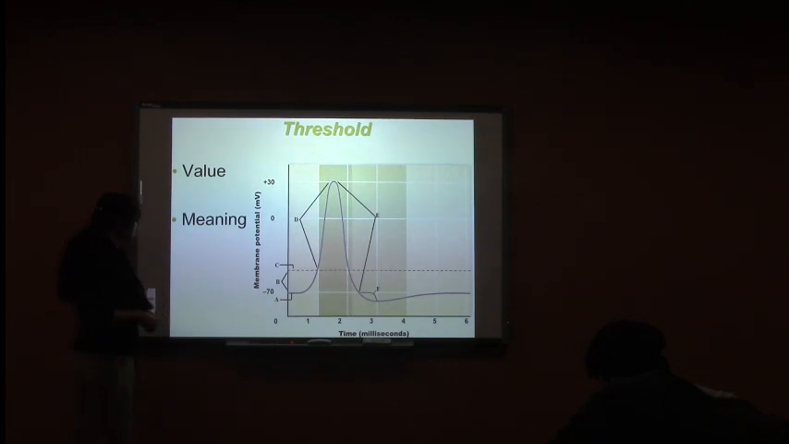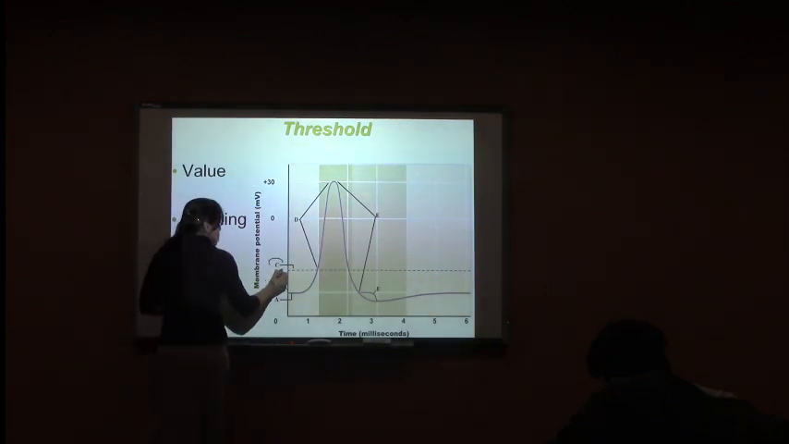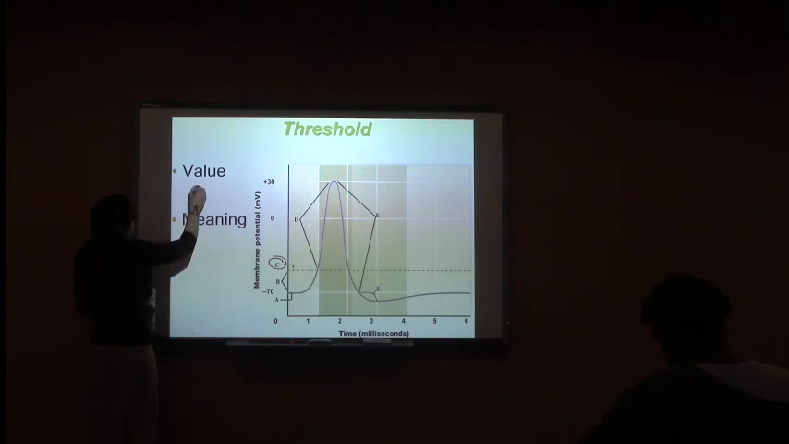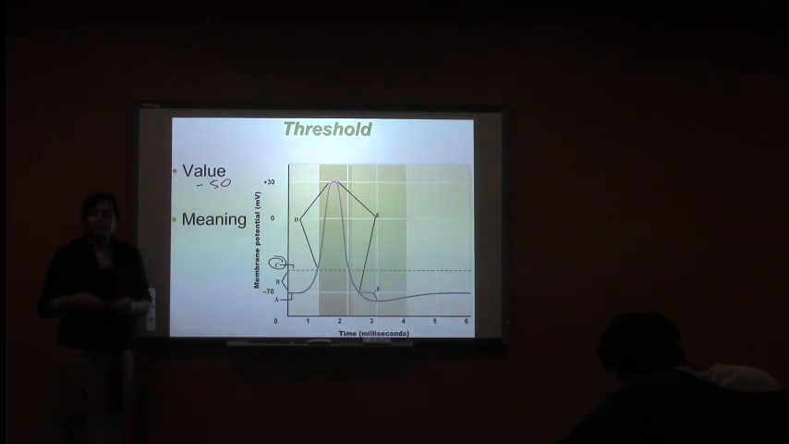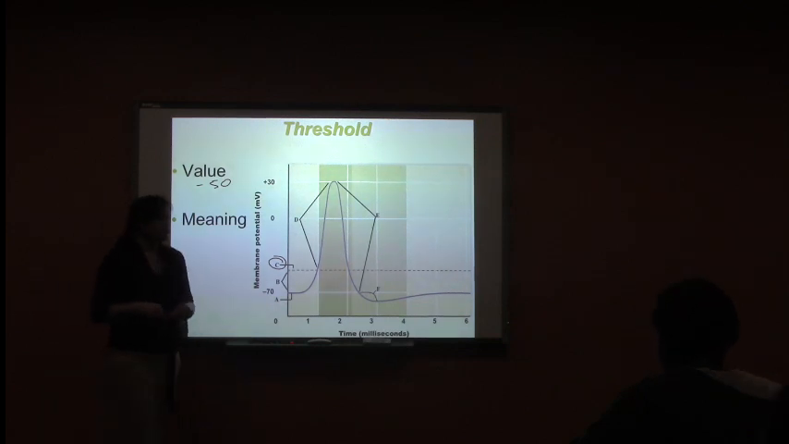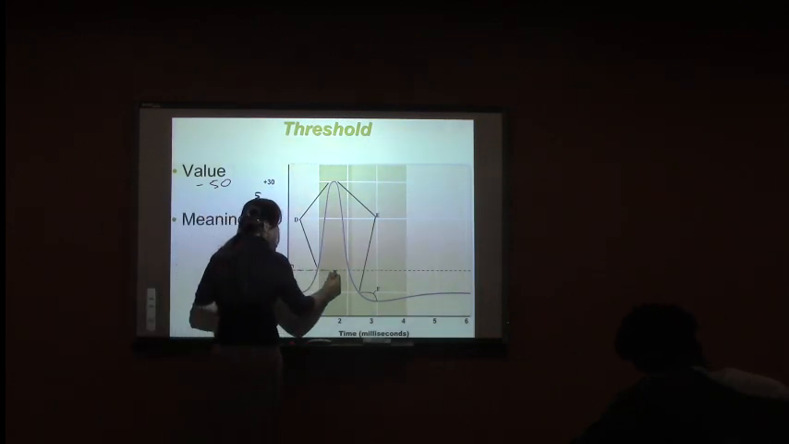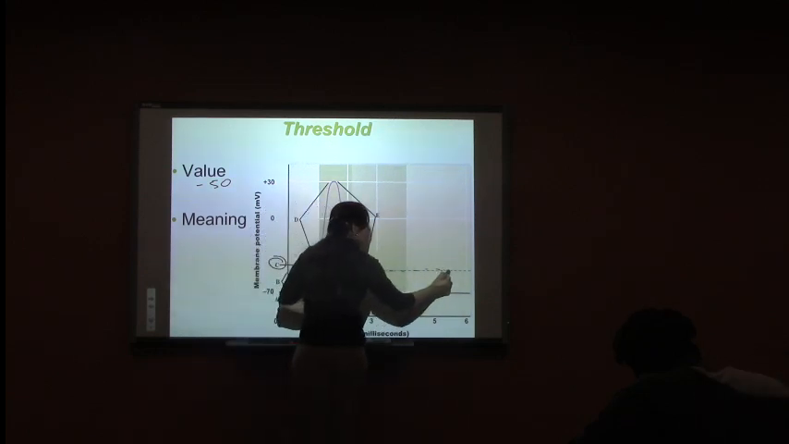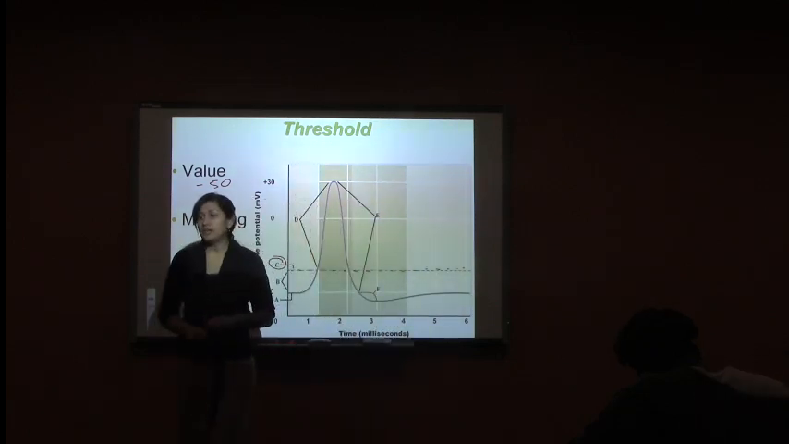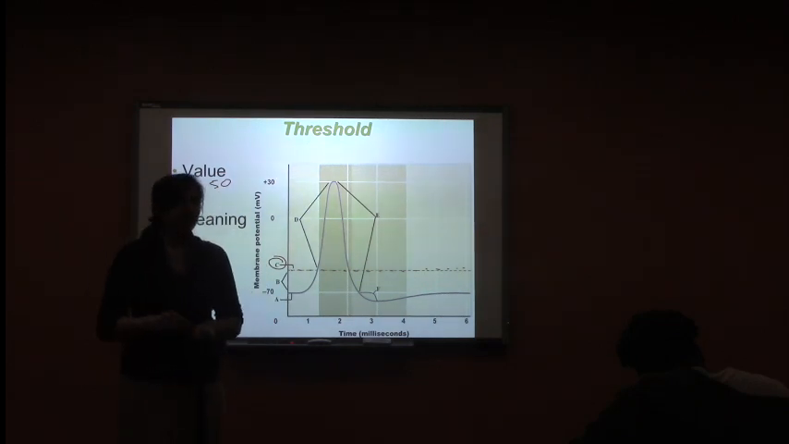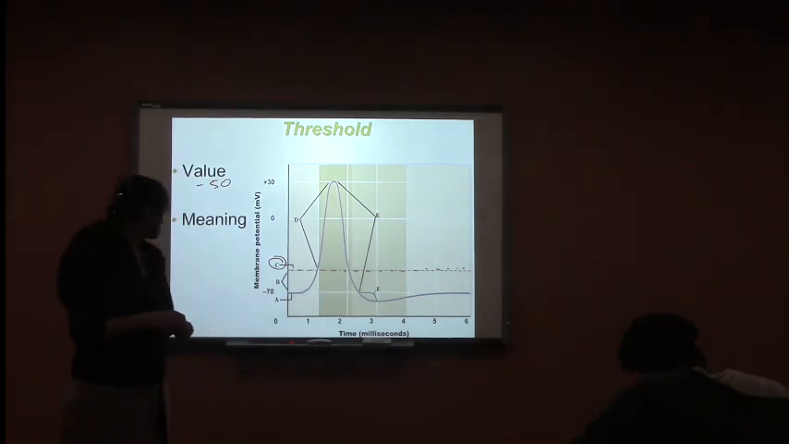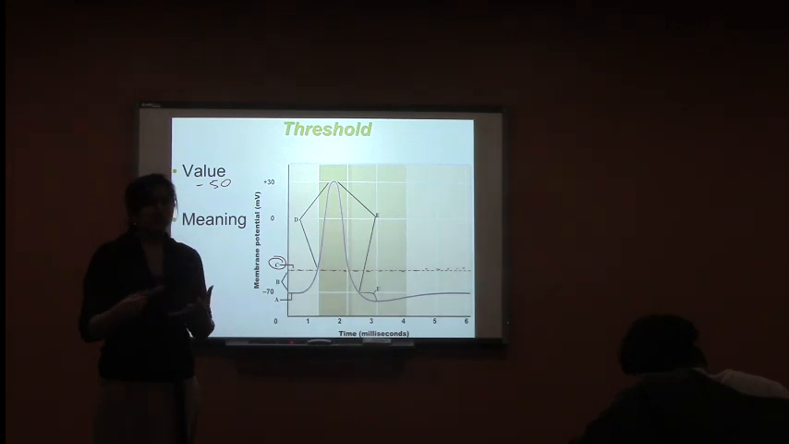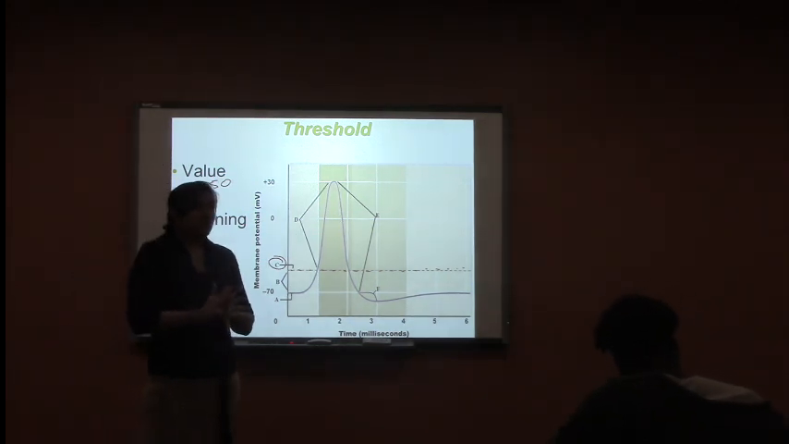Now we have threshold. Threshold is C, okay? Which is -50. Threshold is this dashed line. Okay? It's that dashed line. It is a value of -50 millivolts. Meaning, what does threshold mean to you guys?